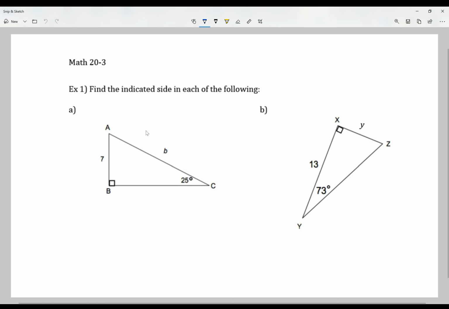Okay, guys. So here's a couple examples of right angle triangles where we want to solve for the indicated side in each. So if I look at A here, I have triangle ABC. I'm missing side B. I don't know what it is. I have this side right here. That's side C because it's the side across from C. And this would be side A, lowercase a.